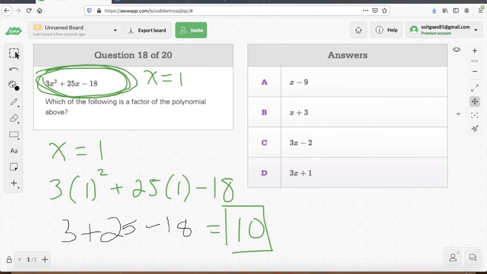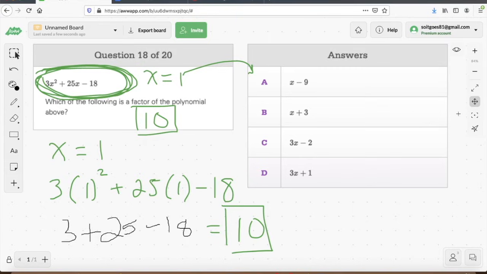Wait, can you say that again one more time? Yeah. So the question is saying which of the following is a factor of that polynomial expression, this big expression up here, 3x squared plus 25x minus 18. But when x is 1, that expression equals 10. So we've turned this question into which of the following is a factor of 10 when x is 1. And then we're just going to plug in that 1 for x into the answer choices and see which of those answer choices is a factor of 10.